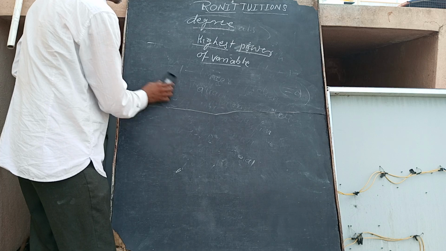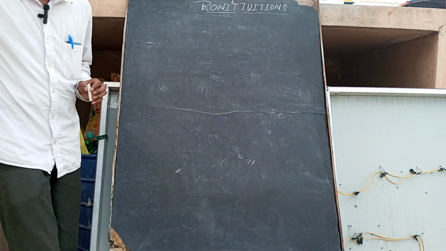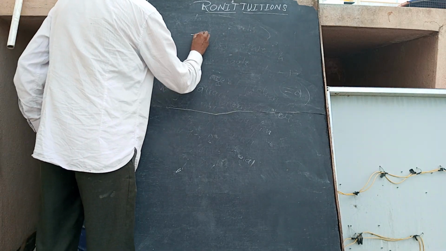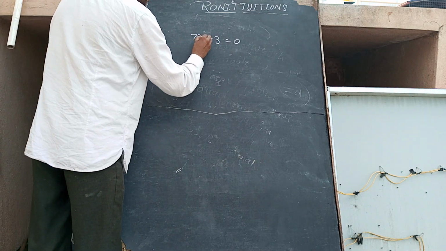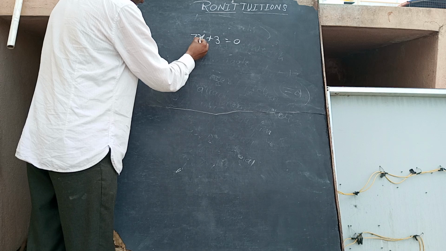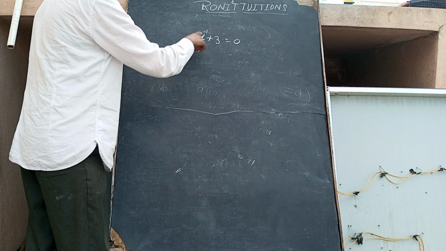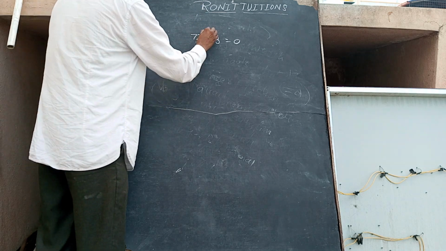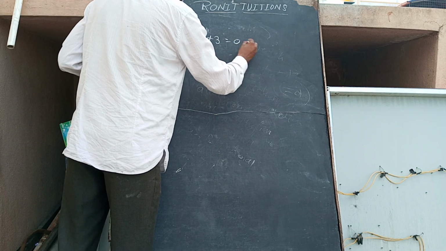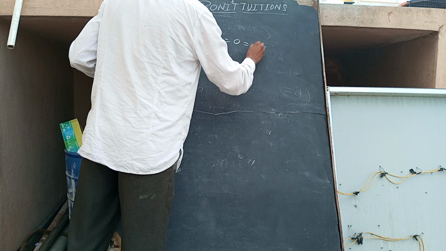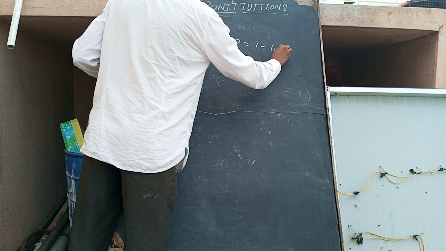So degree: suppose I write 7x plus 3 is equal to 0. In that, the variable is x. How much power is there? 1 power is there here. If nothing is written, it means 1. So 1 power means it is called single degree. A 1 degree polynomial is called a linear equation.